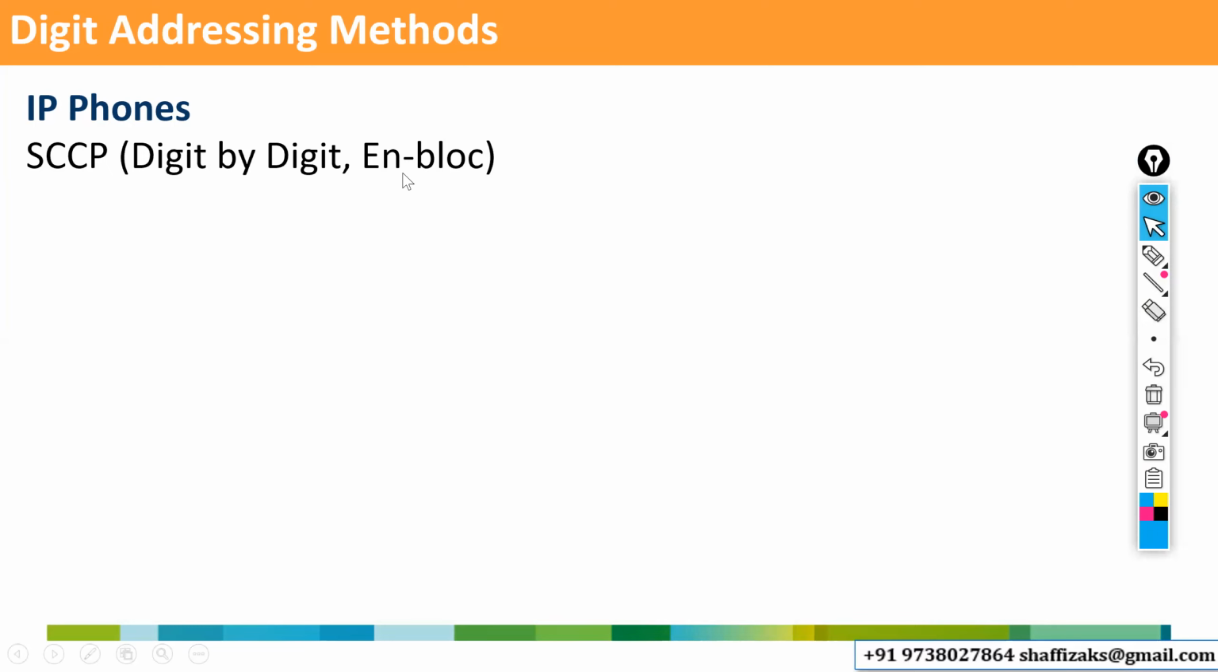En bloc means what? Instead of carrying them one by one, all four digits, 1001, are carried together. My number is 1001. This is the IP phone. I am dialing 1001, and the full digits are carried in one shot. That is called en bloc. Digit by digit you understood. In which scenario does it carry as en bloc?